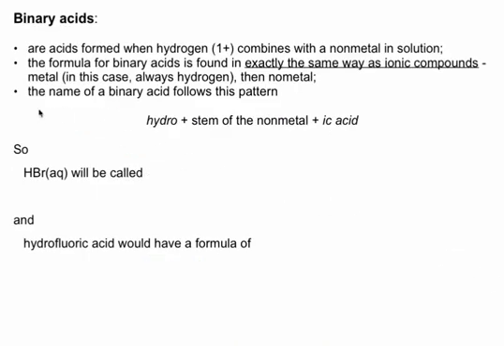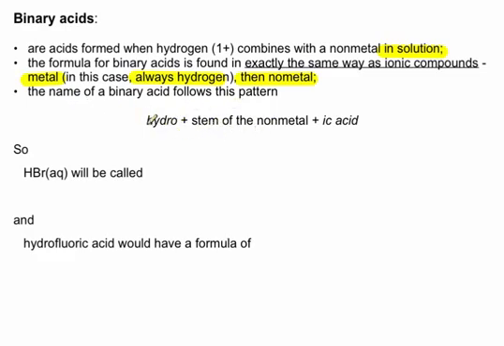Okay, so here we go. Here's the system. A hydrogen acid is formed when hydrogen combines with a nonmetal in solution. That's the important bit, in solution. So if it says aqueous, it's definitely specifically in solution. The formula for the acids is the same as the ionic compounds in terms of the metal. It's always hydrogen, then the nonmetal. But to name it, it's a little different. So we have to follow this pattern here.